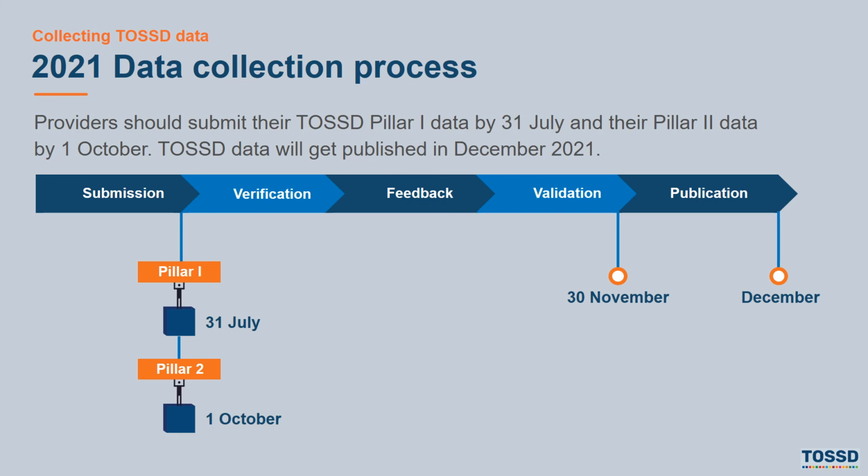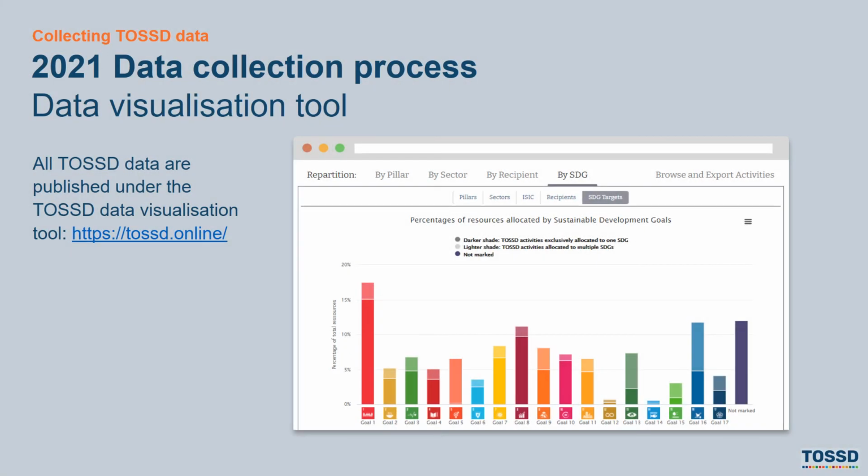For 2021, providers submit their TOSSD Pillar 1 data by 31 of July and their Pillar 2 data by 1st of October. After verification, feedback, and validation, TOSSD data are published in December. All TOSSD data are published on the TOSSD data visualization tool accessible at tossd.online. This offers the possibility to download TOSSD data. Some graphs are also available in this tool for easy data visualization.